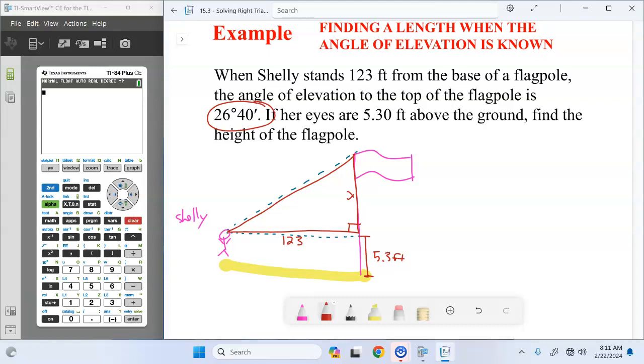And if we remember that our angle of elevation and our angle of depression are always attached to a horizontal line, it means it has to be from her line of sight. Always attached to a horizontal line. Always, always, always. So we know that angle is going to be 26 degrees and 40 minutes. All right? So given that I want to solve for side x and I know the base of the triangle, what ratio are we going to use?